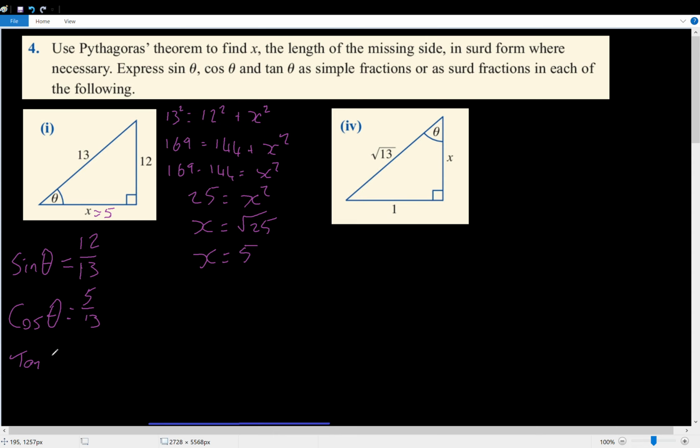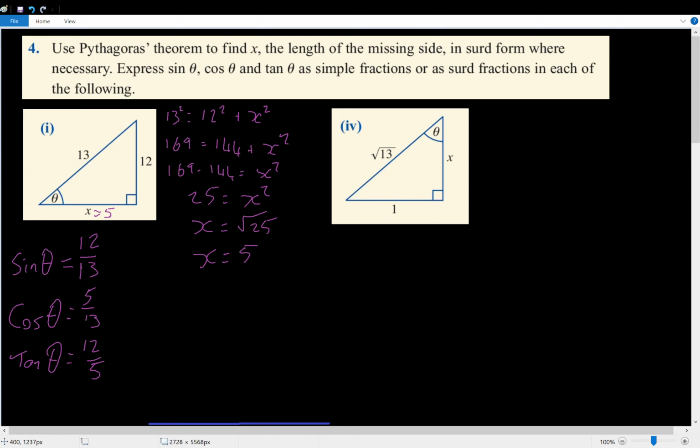And then we're going to get tan theta. In a right angle triangle, the tan of an angle will be the measure of the side opposite it over the measure of the side adjacent to it. So in this case, it's going to be 12 over 5, like that. So that's how we will do part 1.